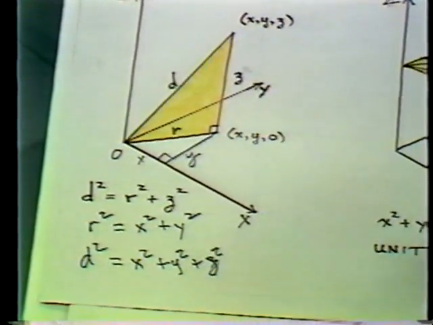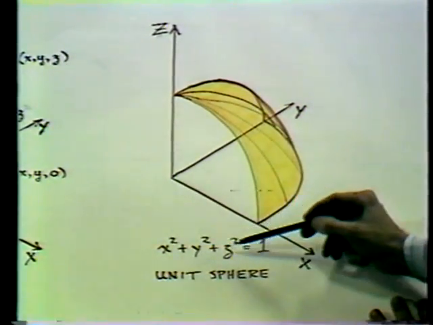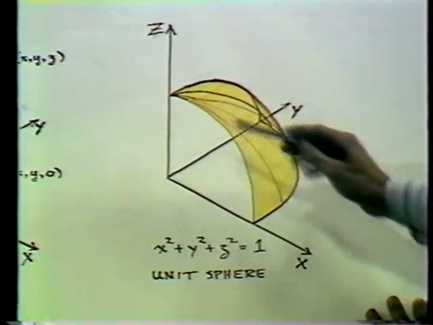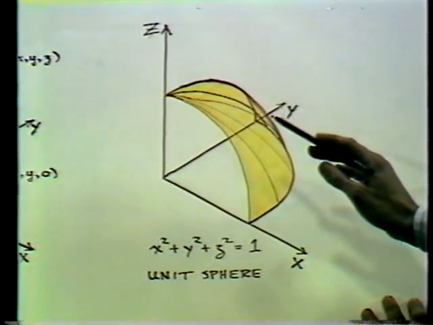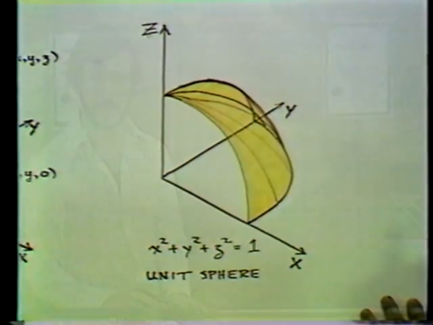Now if I write down the equation x squared plus y squared plus z squared equals 1, I have the equation of a sphere. That's all the points which are one unit away from the starting point. So you can see how you get equations in three dimensions.